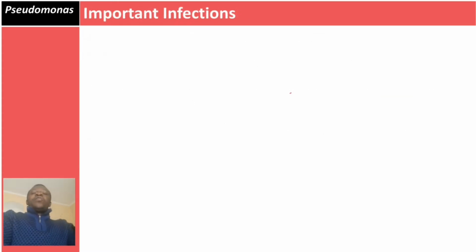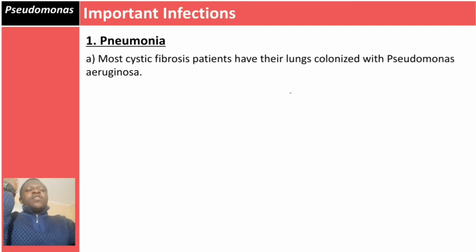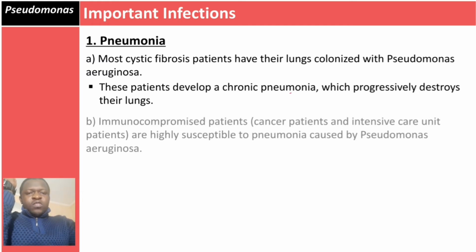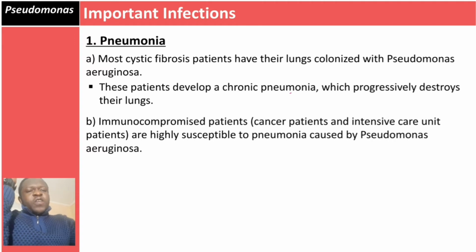There are about 9 important infections caused by this bacteria, which I'm going to tell you in brief right now. Let's start with the first one, pneumonia. If you remember the 4 W's, the first one is wind, pneumonia. Most cystic fibrosis patients have their lungs colonized with Pseudomonas aeruginosa. These patients develop a chronic pneumonia which progressively destroys their lungs. Immunocompromised patients, like those with cancer or those in the intensive care unit, the ICU, are highly susceptible to pneumonia caused by Pseudomonas aeruginosa.